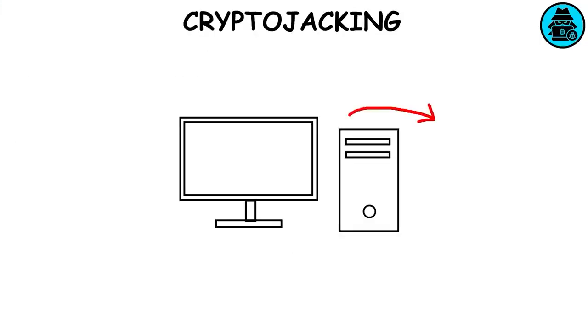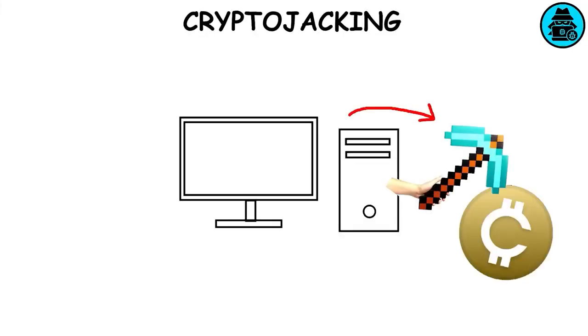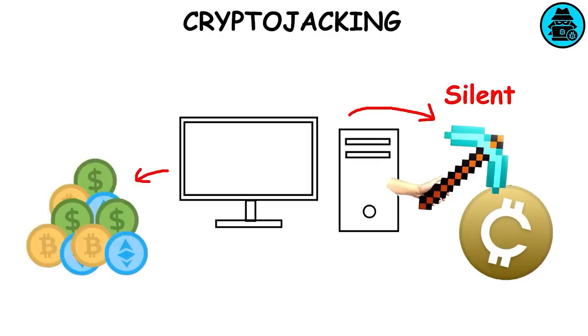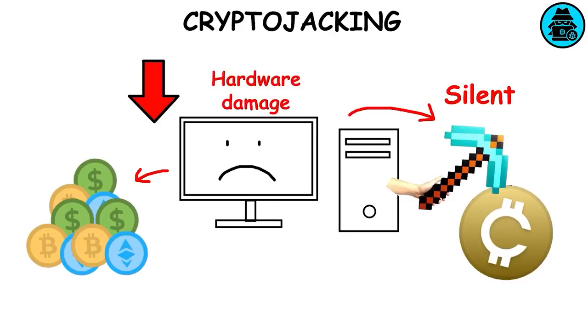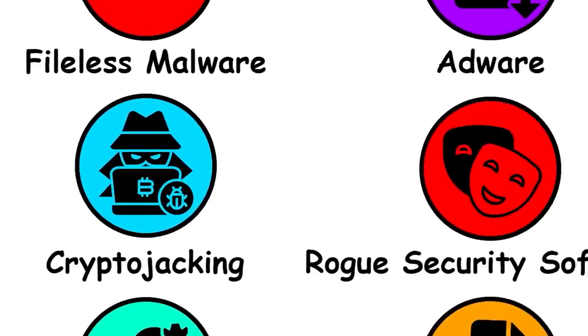Cryptojacking. Cryptojacking is the act of secretly exploiting a computer to mine cryptocurrencies. Its goal is to stay as silent as possible and mine as many coins as it can for profit. If your computer becomes a victim of this practice, it greatly slows down and risks breaking some of its hardware in the long run.